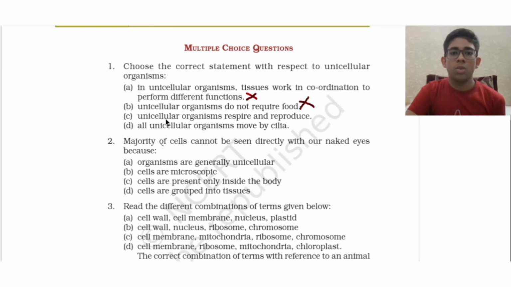Next option. Unicellular organism respire and reproduce. This is correct because we know all living things respire and they reproduce to continue their generation. So this is correct. We can also check the next option. All unicellular organisms move by cilia. This cannot be correct because we know that some organisms move by flagella. So this is not correct. So the correct option is option C.